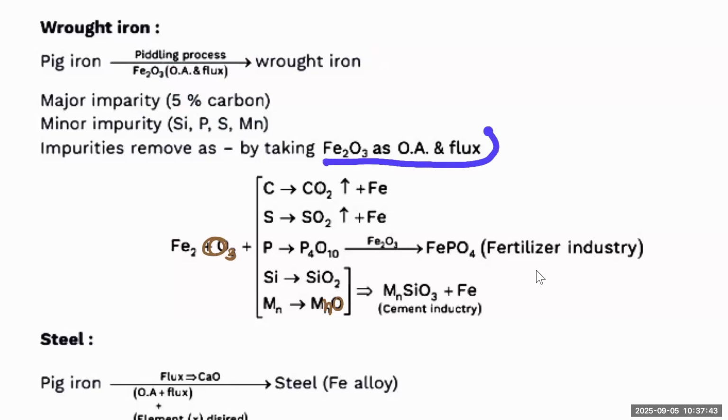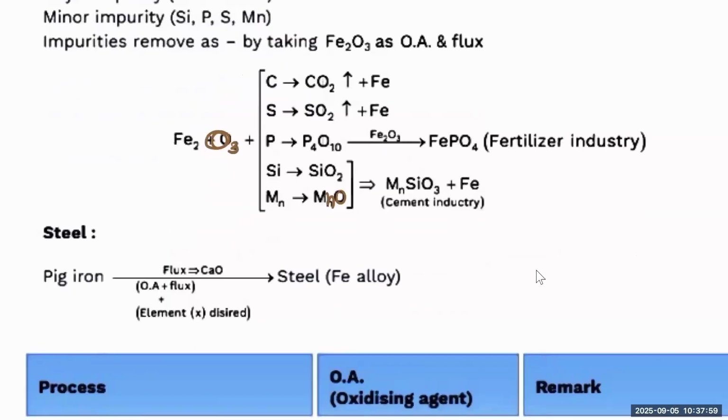See, Fe2O3 has to be taken as oxidizing agent and flux. So that means the rest of them will convert into their respective oxides here, and iron will start getting into the pure form. And some part of Fe2O3 and P4O10 can be mixed to give phosphate. And remember, phosphate slags are used in the fertilizer industry, whether it is calcium phosphate or iron phosphate. And manganese and silicon can mix with each other to become manganese slag, which can be used in cement industries.